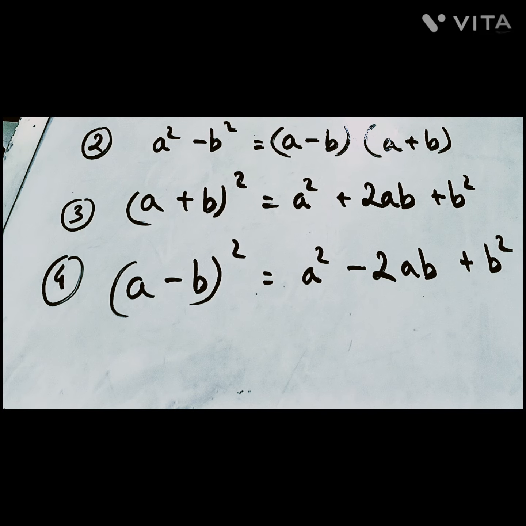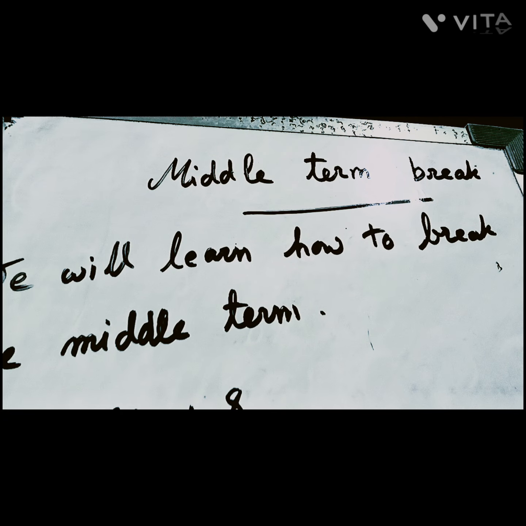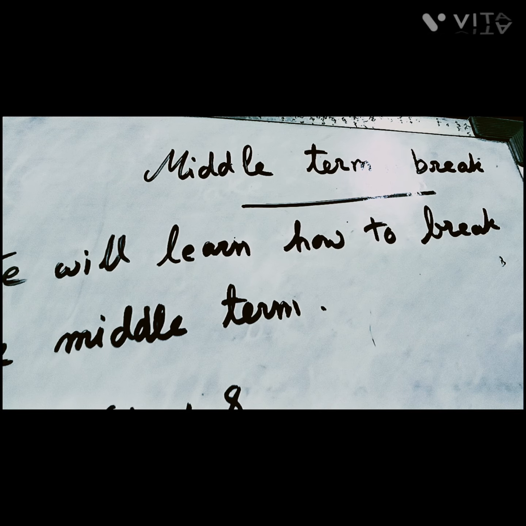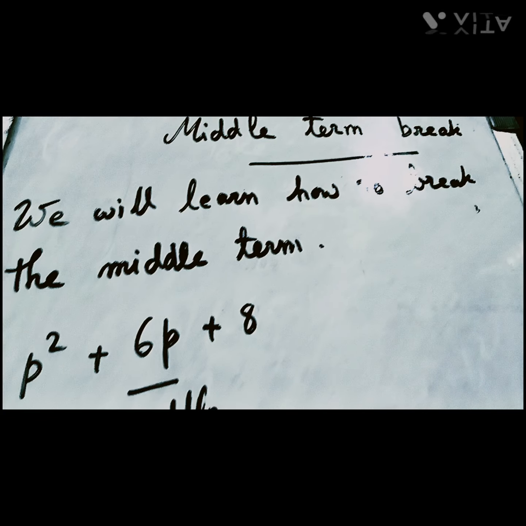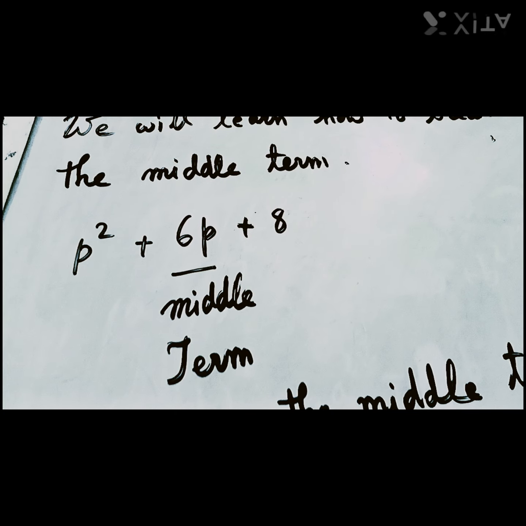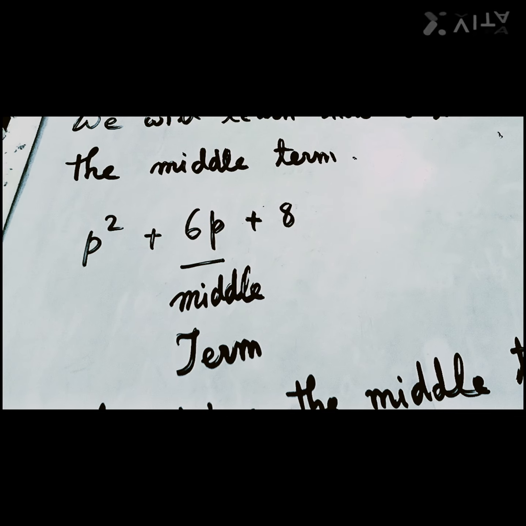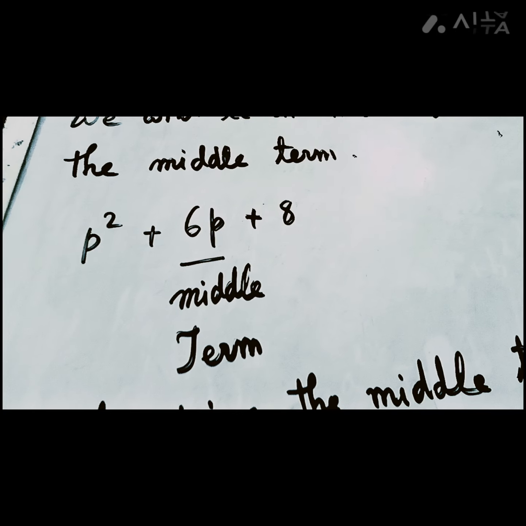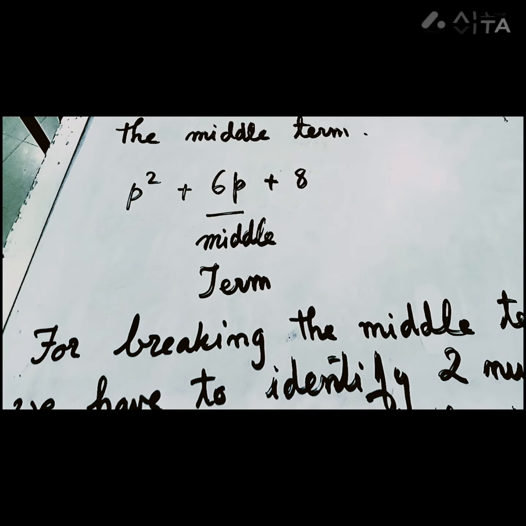Let us further talk more about factorization. So students, sometimes we are unable to use the factorization identities. In such a situation, we will use the middle term break to learn how to break the middle term. For example, p square plus 6p plus 8. This is an expression given and we have to find the factorization. We cannot use a plus b whole square, neither a square minus b square, neither a minus b whole square. So how to do it? We are stuck. So friends, we will be breaking the middle term.